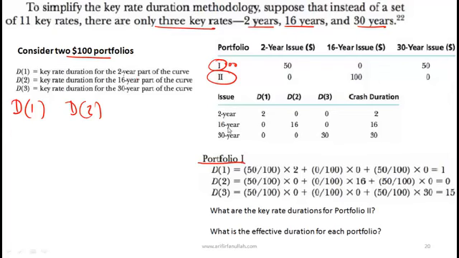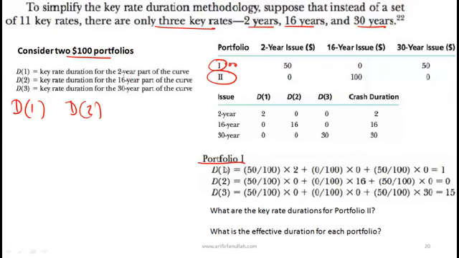What will happen to the 16-year bond? The duration of the 16-year bond is 16, and the duration of the 30-year bond is 30. For now, don't worry about this. Now let's look at it this way.